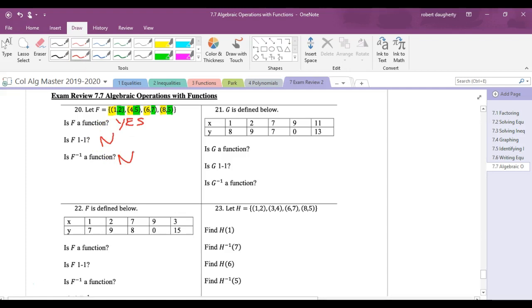Looking at g, is this a function? Where are my x values? None of those are repeated, so yes. Is it 1-to-1? Do I have any repeated y values? No. It is 1-to-1. Its inverse will be a function, okay?